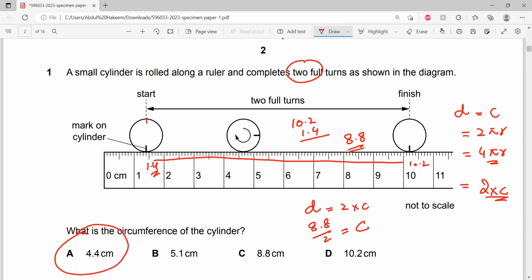According to the statement, a small cylinder is rolled along the roller and completes 2 full turns. It means from this reading to this reading, the distance covered is equal to 2 circumferences, because a full rotation is 1 circumference distance. So 1.4 is this reading, 10.2 is this reading. The difference of these two is 8.8 centimeter. This is equal to double the circumference. Hence the circumference is half of this distance. So 4.4 centimeter is the answer.